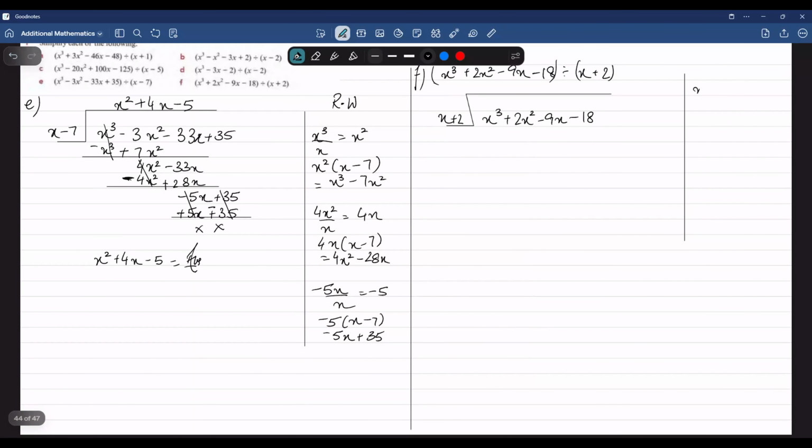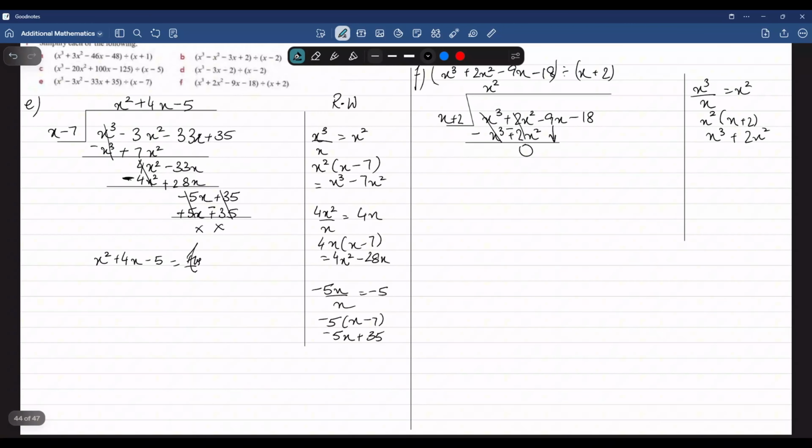This is going to divide x cubed by x, and we're going to get x squared. Then we multiply x squared by x plus 2. We get x cubed plus 2x squared. Again, here we go. x squared copy here. x cubed plus 2x squared here. So negative, negative. And then when this subtracts up, we get nothing. So we got 0 here.